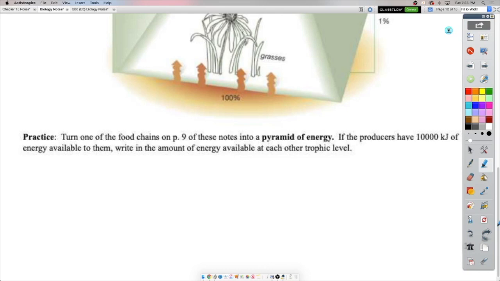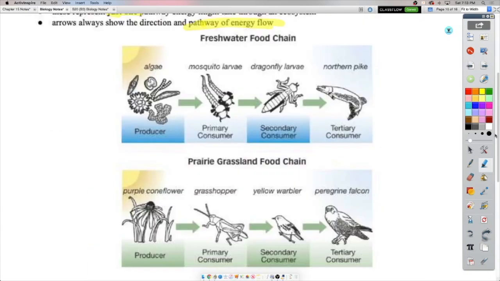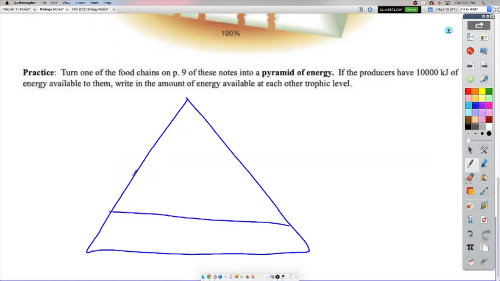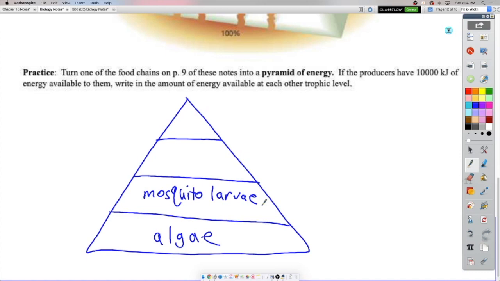So the practice asks us to turn one of the food chains on page 9 of these notes into a pyramid of energy. And if the producers have 10,000 kilojoules of energy available to them, write in the amount of energy available at each other trophic level. Let's go to page 9 quick. They did this one for us, so let's do this one. At the base, the producer was algae. One level up, they had mosquito larvae, the primary consumer. The next level up was dragonfly larvae. And above that, pike, the fish, the tertiary consumer. So if the producers have 10,000 kilojoules of energy available to them, that's how much energy there is down here.